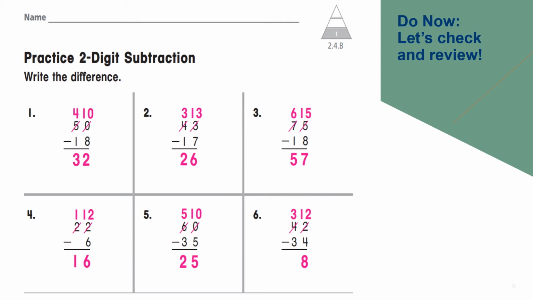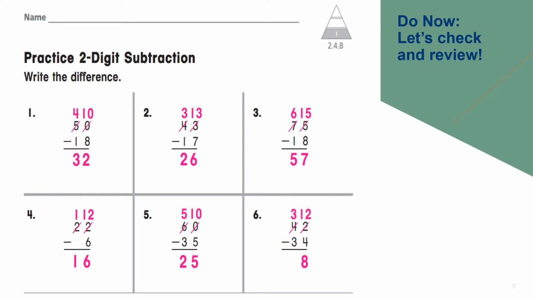So the 4 tens is going to become 3 tens. And the 3 in the ones place is no longer 3, it's 13 ones. So now I can subtract 13 ones minus 7 gives me 6. And 3 minus 1 gives me 2. So my answer is 26.